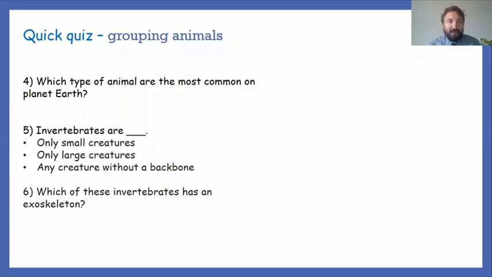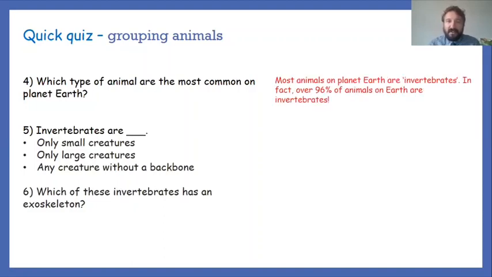Okay, brilliant, you're back already. So number 4, which type of animal is the most common on planet Earth? Is it an invertebrate or is it a vertebrate? Well, it is an invertebrate, okay? And in fact, over 96% of animals on Earth are invertebrates. That's quite an astonishing fact, okay?